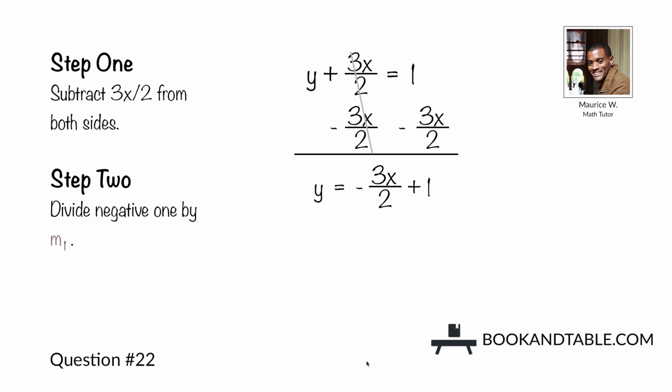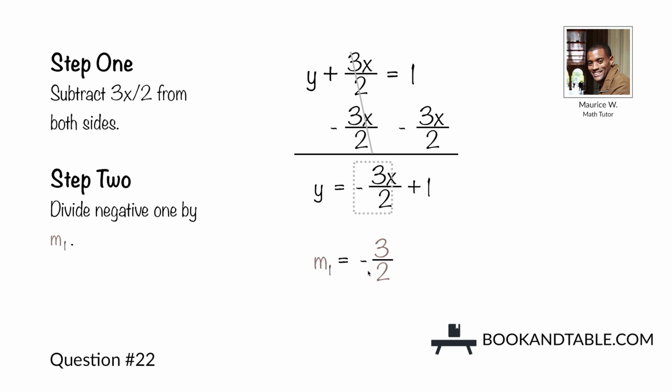Step 1, subtract 3x over 2 from both sides. This allows you to isolate y on the left side. And on the right side, we have negative 3x over 2 plus 1. So for this line, the slope is negative 3/2, the coefficient of x. So now that we have the slope of our first line, step 2, divide negative 1 by m1.